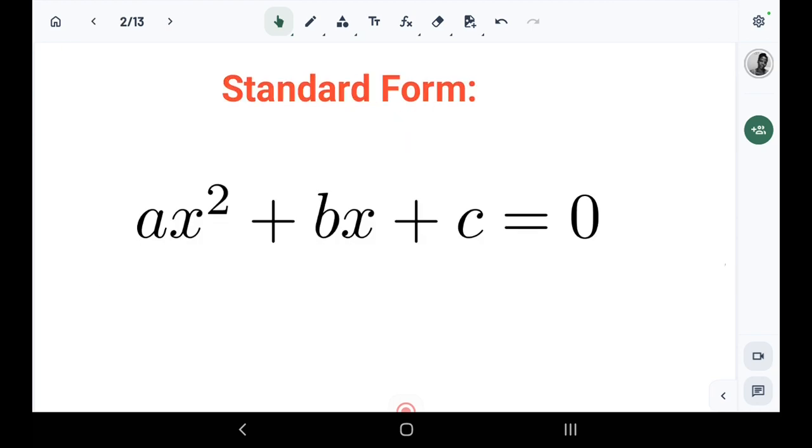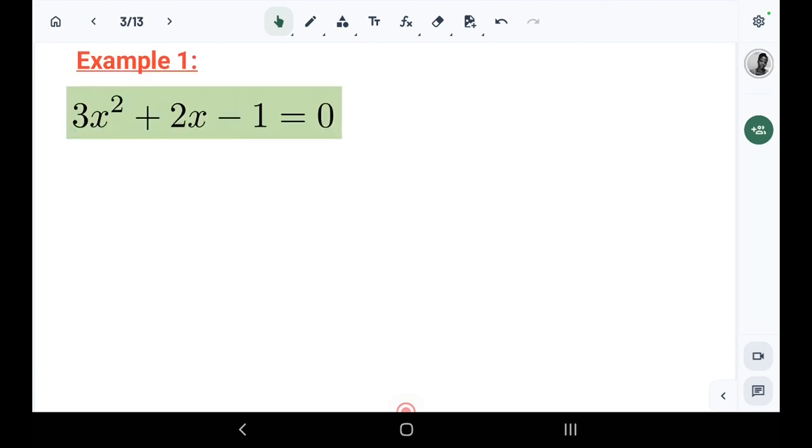Before we delve into this bit, let's look at what a standard form quadratic equation looks like. It looks like this: ax squared plus bx plus c equals 0, where your a, b, and c are basically numbers, or what we call constants, that form part of the equation. Now let's look at the most basic standard form type of quadratic equation you'll ever find. For example, 3x squared plus 2x minus 1 equals 0.